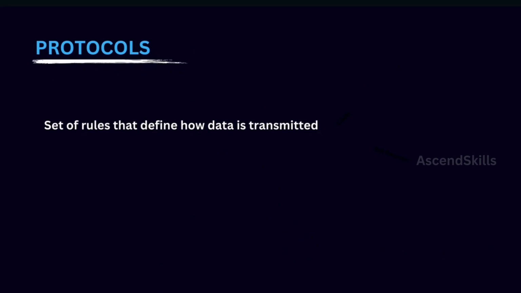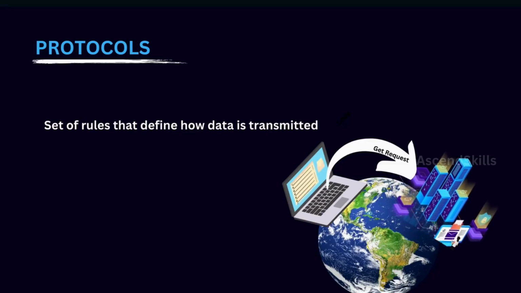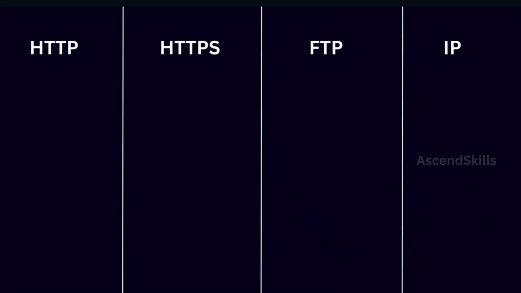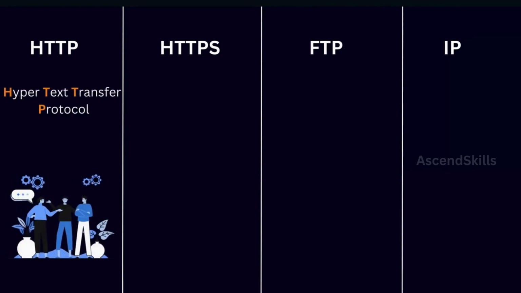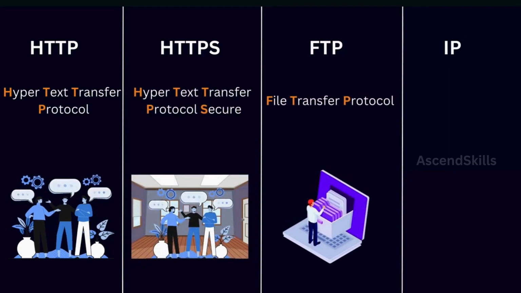How do different devices talk to each other on the internet? Devices communicate using protocols, which are a set of rules that define how data is transmitted. Protocols are like languages that both devices need to understand to exchange information. Some common protocols are HTTP, which you see when browsing websites, HTTPS for secure communication, FTP for transferring files.